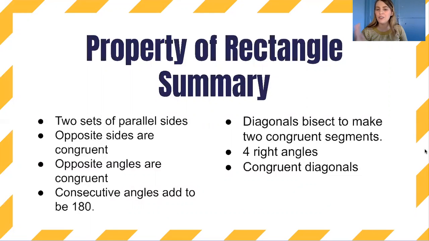So rectangles have 2 sets of parallel sides. Its opposite sides are congruent. Its opposite angles are congruent, so the ones that are across from each other. The angles that are next to each other add up to be 180. Our diagonals will bisect to create 2 congruent segments. A rectangle has 4 right angles and congruent diagonals. So all of these things are true to describe a rectangle.